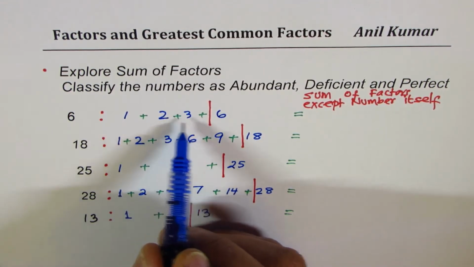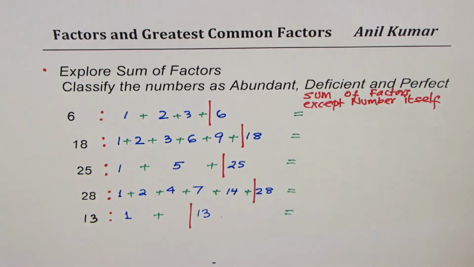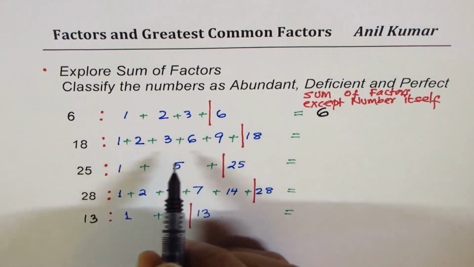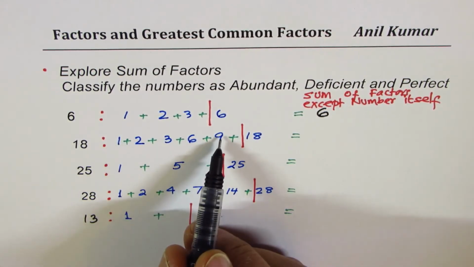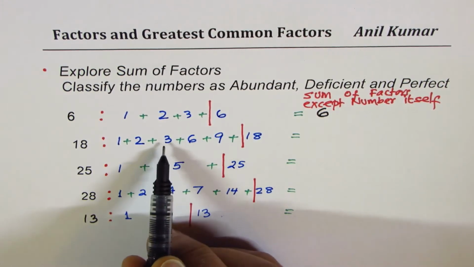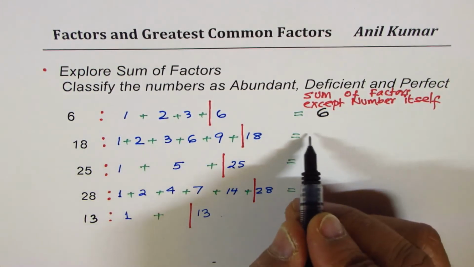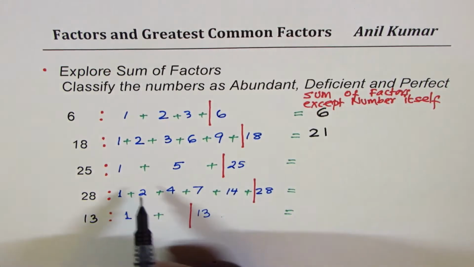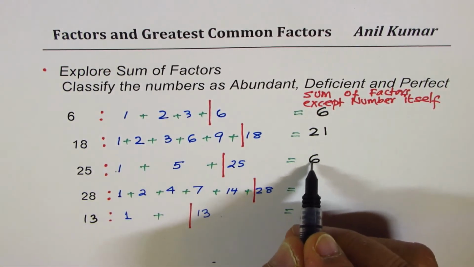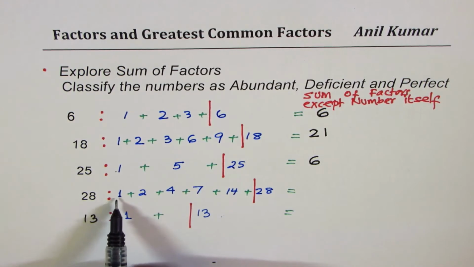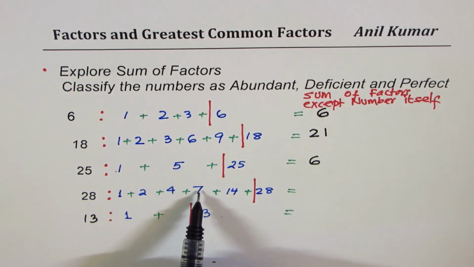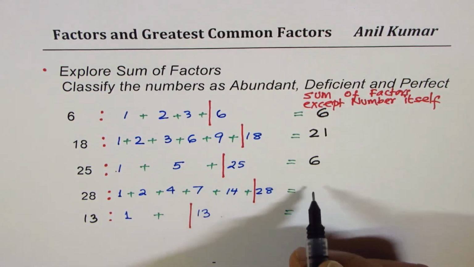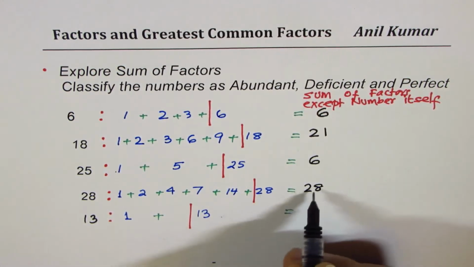1 plus 2 is 3, 3 plus 3 is 6. So we get a number here as 6. Okay, let me write 6 here. Now, if you add these numbers, we get 1 plus 9 is 10, 16, 17, 18, 19, 20, 21. So when you add this, you get 21. Here you get 5 plus 1 as 6. Now in this case, 1 plus 2 is 3, 3 plus 4 is 7, 7 and 7 is 14, 14 plus 14 is 28. You get exactly the same number.